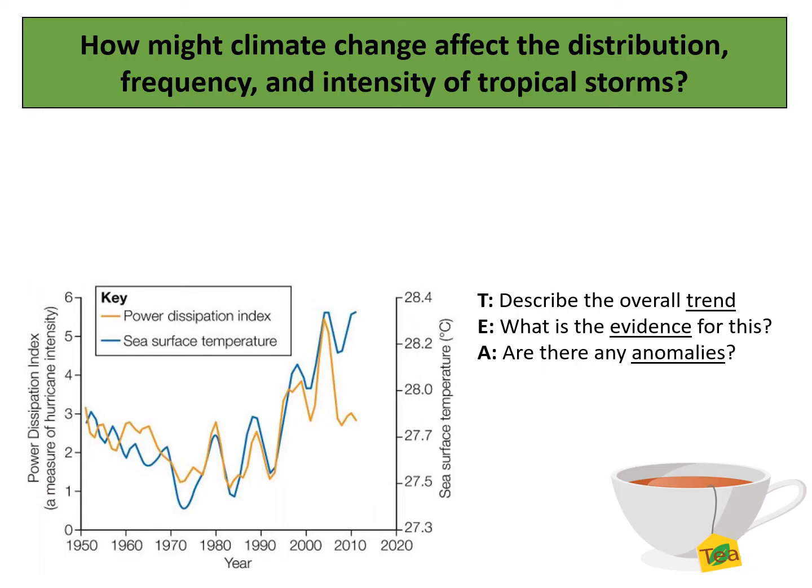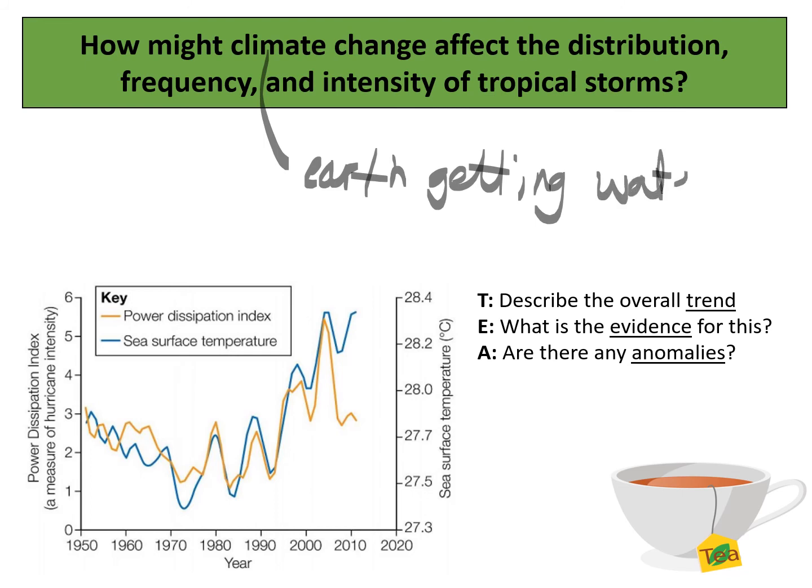So the final thing we're going to look at now is this practice question. So this question says, how might climate change affect the distribution, frequency, and intensity of the tropical storm? So we need to know what these terms mean. So climate change, we're talking about Earth getting warmer. The distribution is to do with its location.